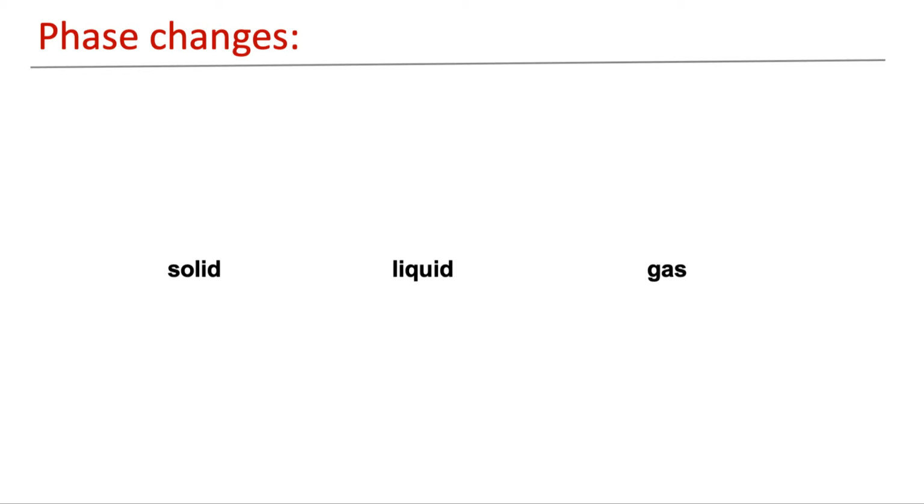In general, substances can exist in three phases based on the temperature and pressure: solids, liquids, and gases. If we take any solid and heat it, it melts to form a liquid. We call this process melting or fusion. And if you continue heating, the liquid boils to form a gas. We call this process vaporization.